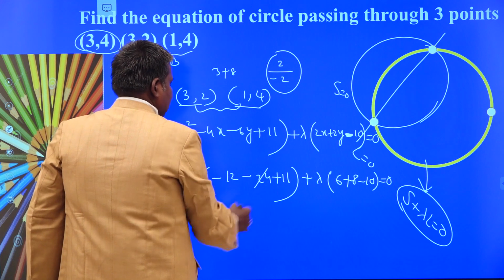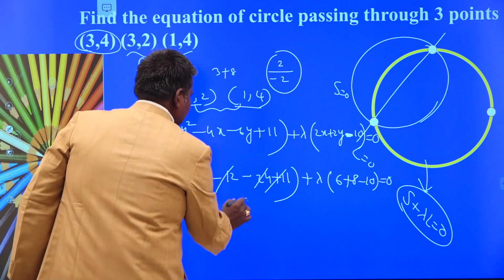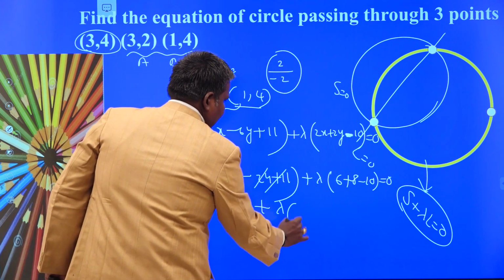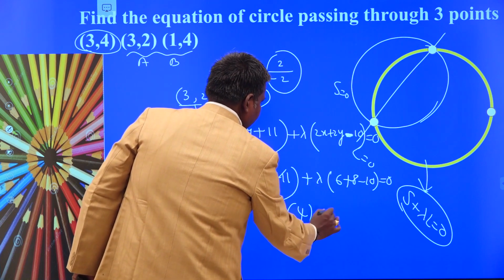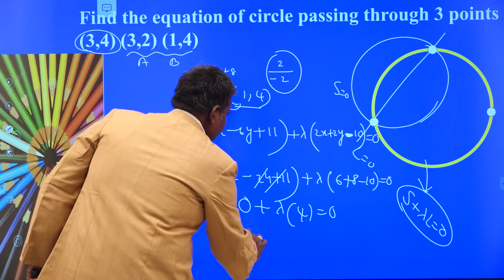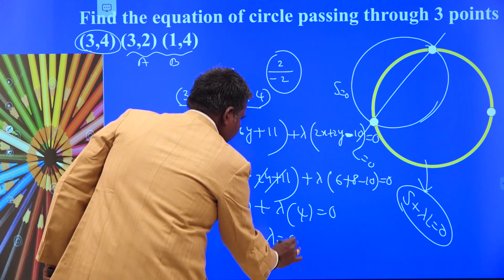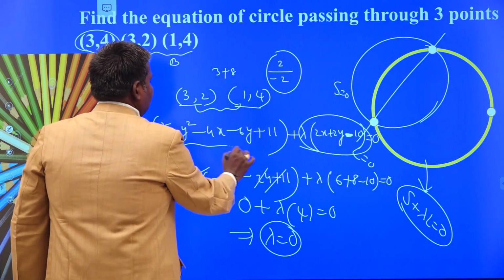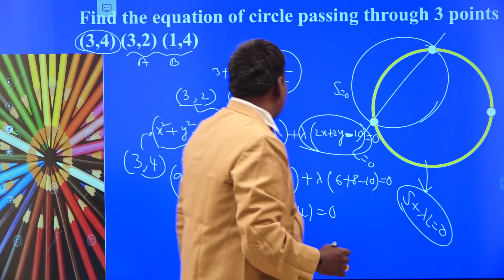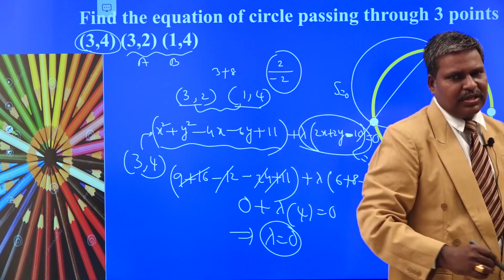That is 1 plus 11, 12, 12 gets cancelled. That is 0 plus lambda times of, this is what? Minus 4 is equal to 0. We mean lambda is equal to 0. When lambda equals 0, the entire expression will become 0. So the required equation is what? X square plus y square minus 4x minus 6y plus 11 equal to 0.